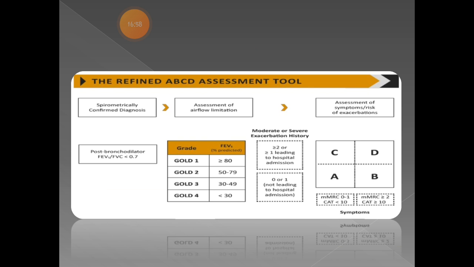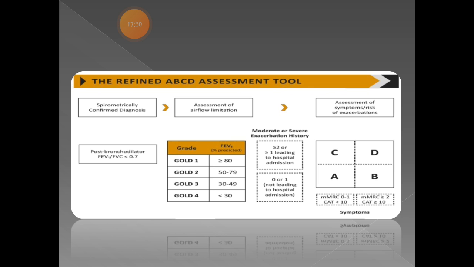You should really know where A lies, B lies, C lies and D lies. Don't just mess it up. There's an order for that. This comes with symptom burden and hospital admission. Symptom burden goes on the x-axis, and hospital admission goes on the y-axis. Symptom burden is measured with the mMRC score and CAT score. Hospital admission is just hospital admission.